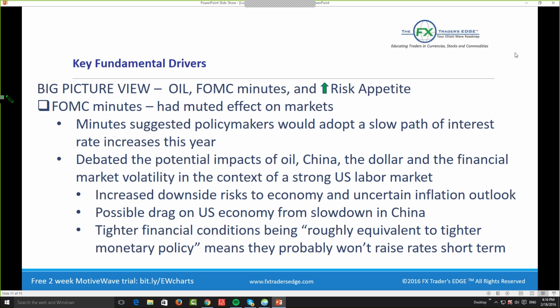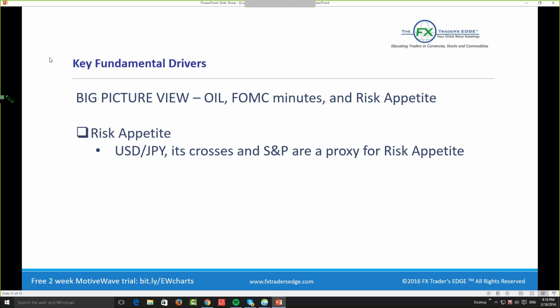China affects everybody. And the tighter financial conditions that they alluded to is almost equivalent to tighter monetary policy. In other words, it's having the effect of raising rates. So that means that they probably won't raise rates in the short term, not this month, maybe not next month. We'll have to see. So the FOMC minutes, yes, the market definitely looked to see what would happen with that, and it was just a non-event.